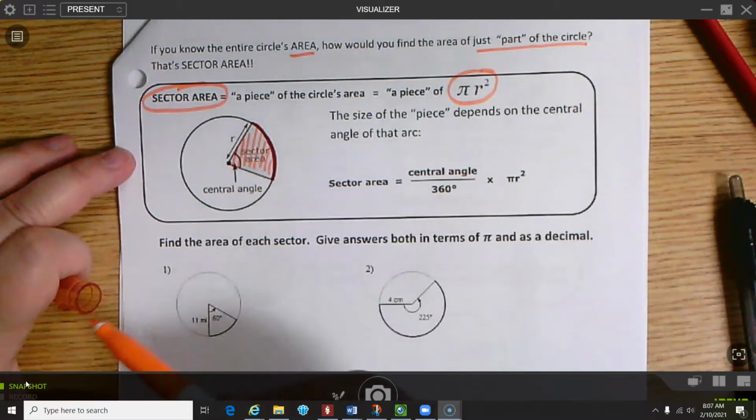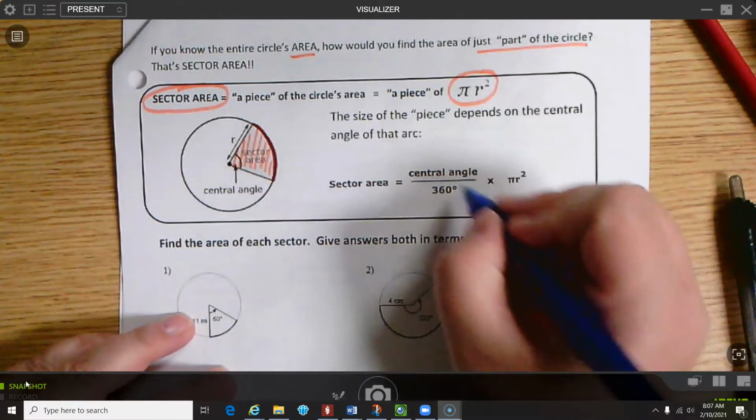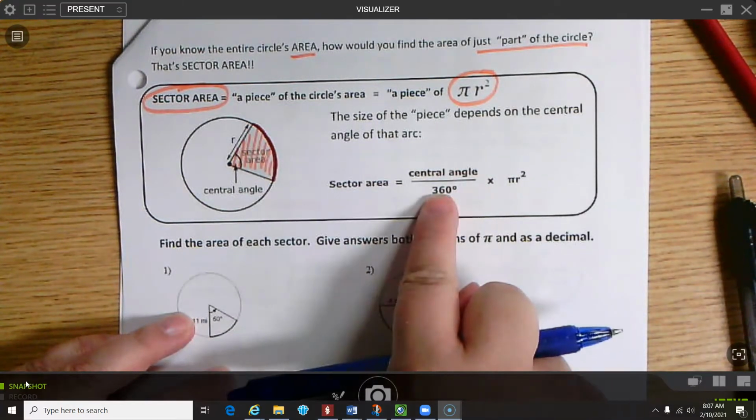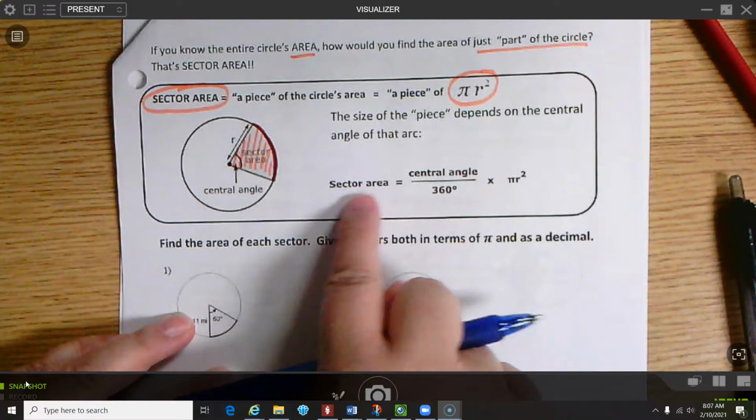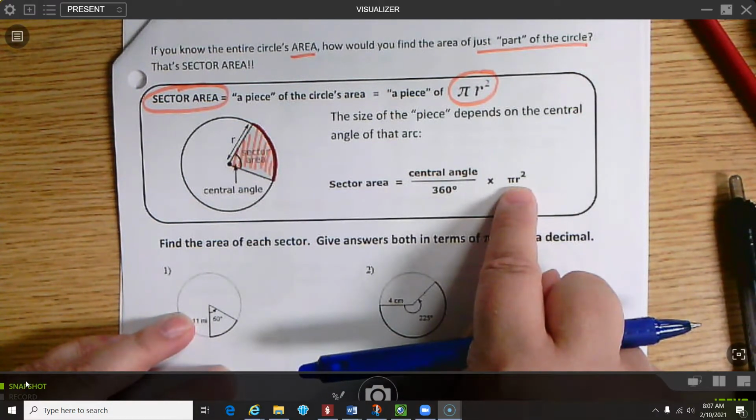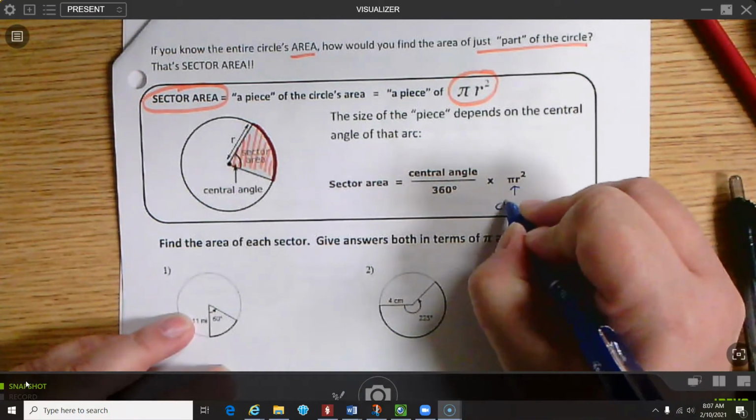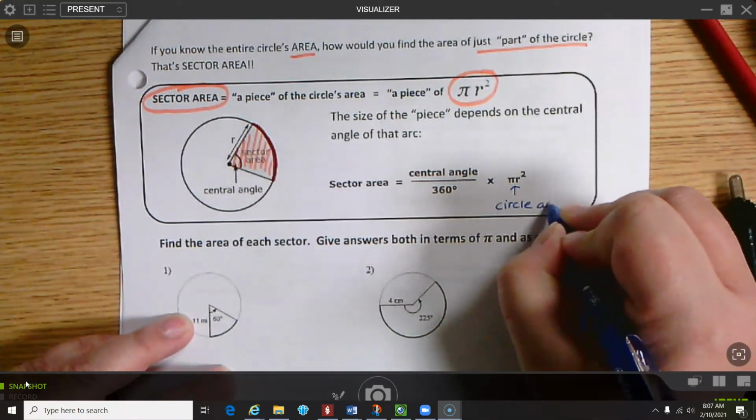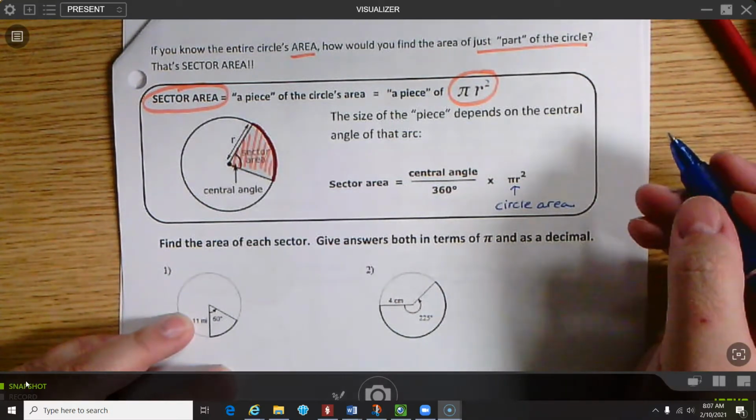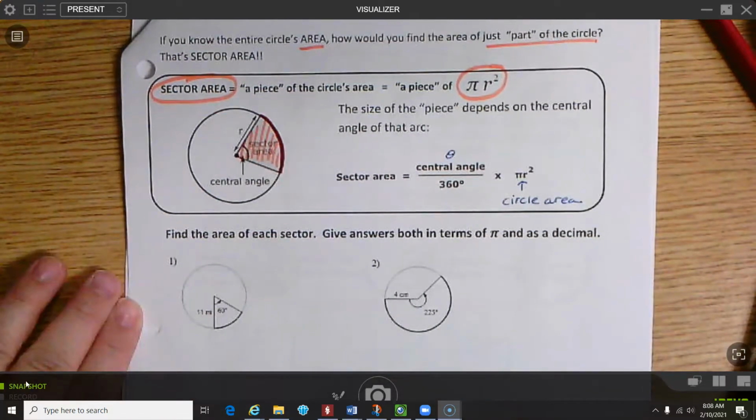So here's the formula we're using. It looks very much like the one for arc length. The only difference is, here's the fraction. And what I want for the sector area is a fraction of, right here is the big difference. For arc length, I would say a fraction of the circumference. Here I'm saying a fraction of the circle area. Pi r squared is the formula for the circle's area. And a lot of times we use the Greek letter theta to stand for our angle. So that's the formula we're going to use.